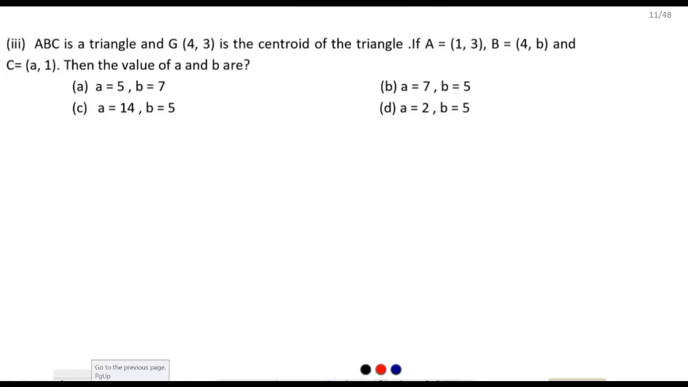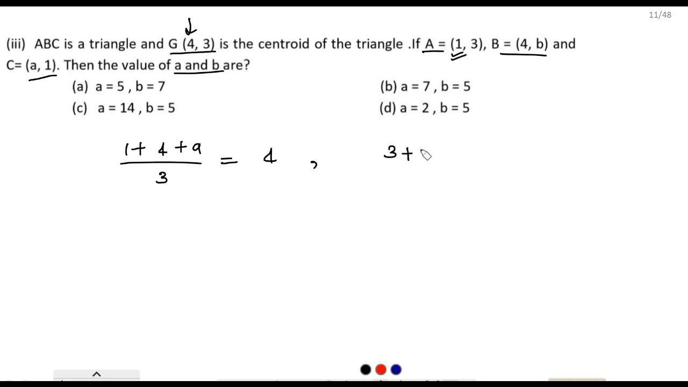Next part. सेंट्रॉइड हमें गिवन है, वर्टिसेस हमें गिवन है ट्राइंगल के एंड वी हैव टू फाइंड द वैल्यूज ऑफ A एंड B. Apply the formula for centroid, that is if vertices are (x1, y1), (x2, y2) and (x3, y3), then coordinates of centroid will be (x1 plus x2 plus x3) upon 3 and (y1 plus y2 plus y3) upon 3. (x1 plus x2 plus x3) upon 3 will be the x coordinate of centroid, that is 4. (y1 plus y2 plus y3) upon 3 is equal to 3, that is the y coordinate of centroid.